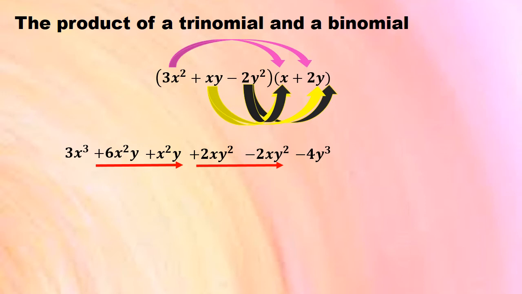Please remember in mathematics, use your highlighters. It just helps for you to not miss a like term so that you can see that you've captured all the terms into your next answer. So please use your highlighters. Okay, so there's your answer. 3x to the power 3 plus 7x squared y minus 4y to the power of 3.